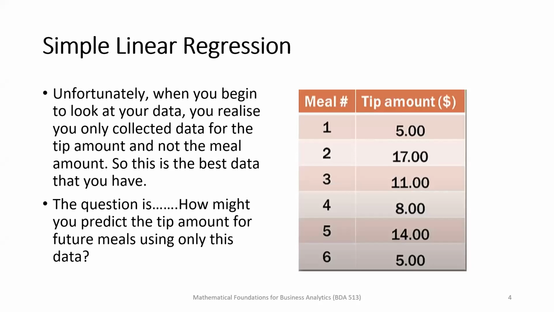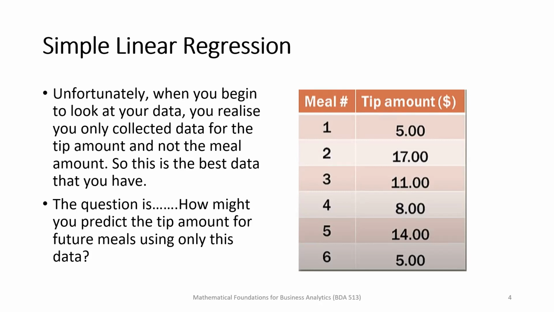Now, you didn't collect data on the amount that the people spent on the food. You just collected the amount of tips that they gave. So basically, this is the data that you have, okay? So the question is, how might you predict the tip amount for future meals using only this data?